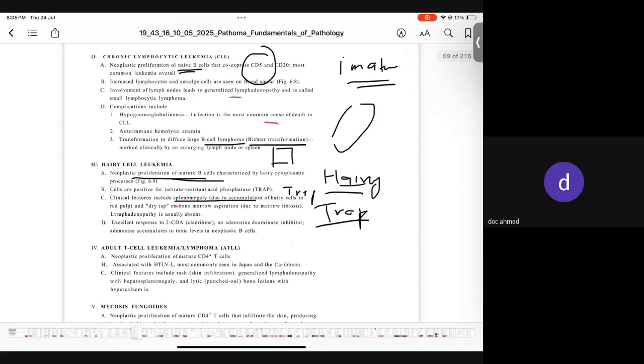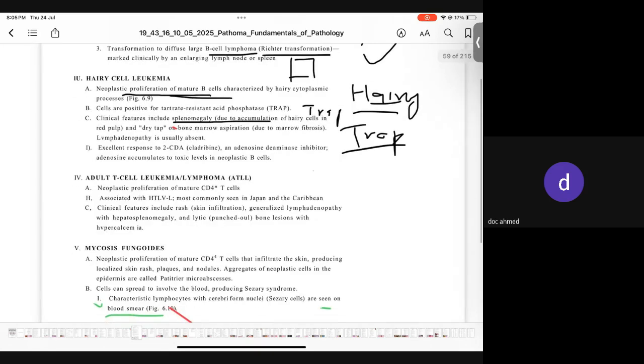Okay. Treatment option: the one which was causing problems in SCID is going to save you here, right? Give them cladribine, inhibit adenosine deaminase. Adenosine combined with amines is going to build up to a toxic level and it will start killing these B cells, which is really helpful because it's a cancer. Simple. Okay.